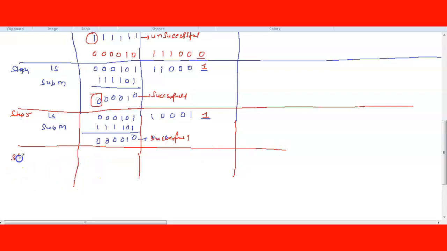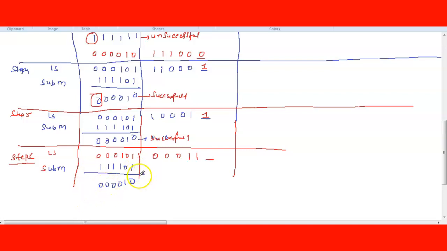Now the last step, step 6. Do the left shift. 0 0 0 1 0 1, and this value is 0 0 0 1 1, and this bit is empty. Subtract m, so 1 1 1 1 0 1. So 1 1 0 carry 1, this is 1 1 1 0 carry 1, 0 0 0 and carry 1.